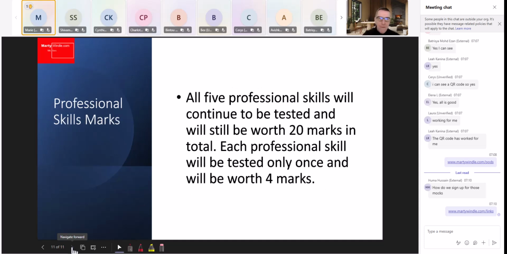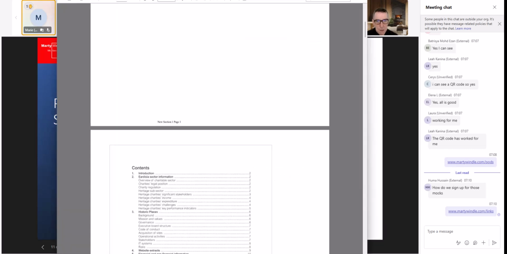All 5 professional skills marks will be tested and they will be worth 20 marks in total in the exam. So you need to be good at professional skills marks to pass the exam. Most people who fail score badly on professional skills marks.